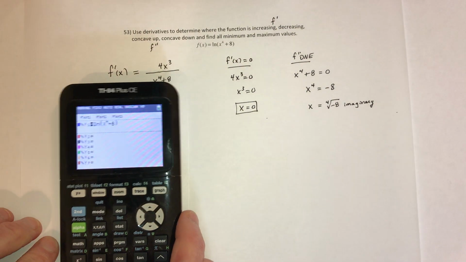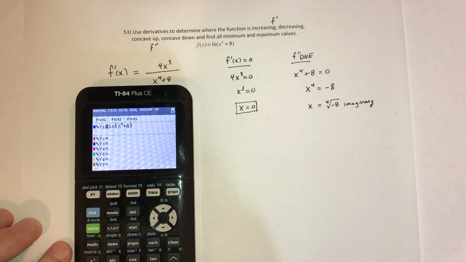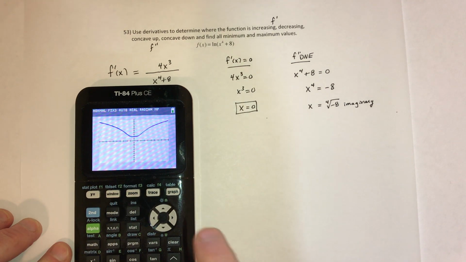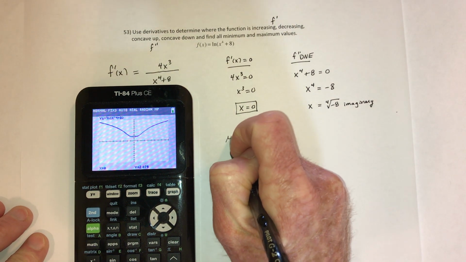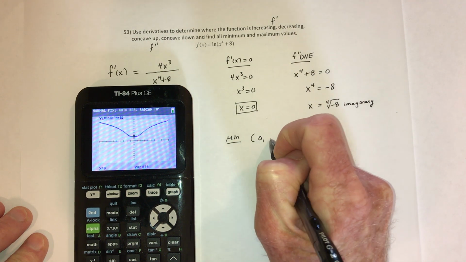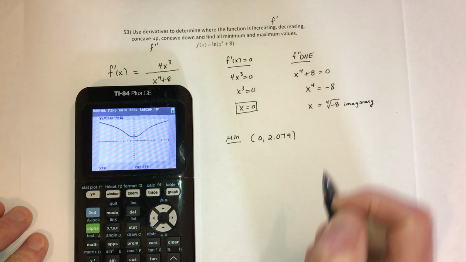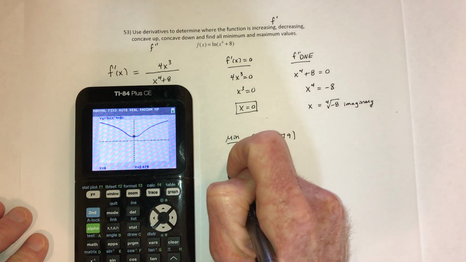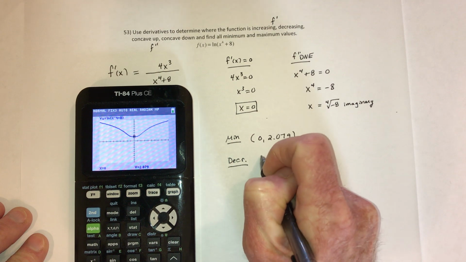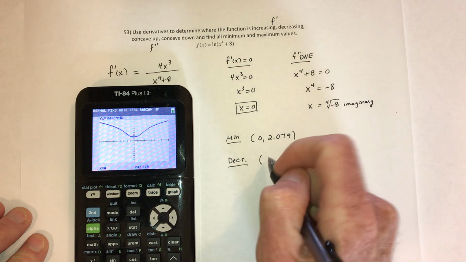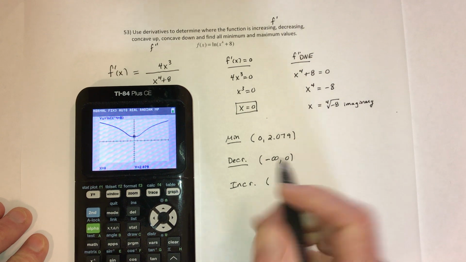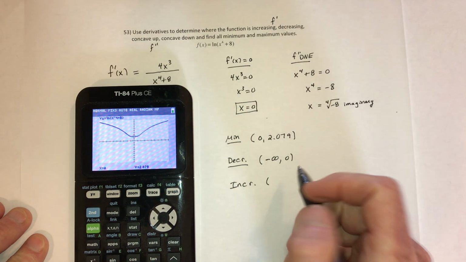So the function, the natural log of x to the fourth plus 8. And if you take a look at the graph, it just has this one minimum value right here. So if you find out when x equals 0, that's going to be the minimum. When x equals 0, y is 2.079. And then as you can see, the left side is decreasing and the right side is increasing. So for decreasing, that would be from negative infinity until you get to 0. And for increasing, that would be the right side, so from 0 to infinity.